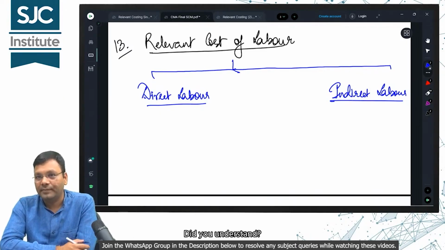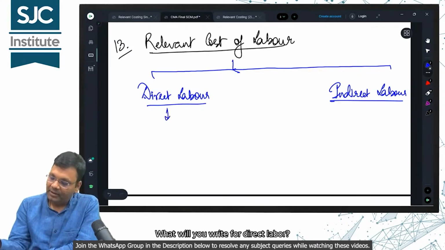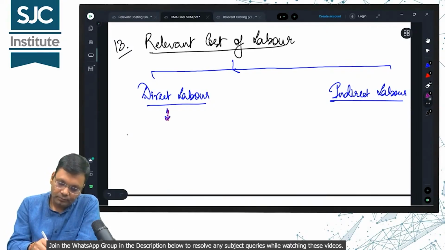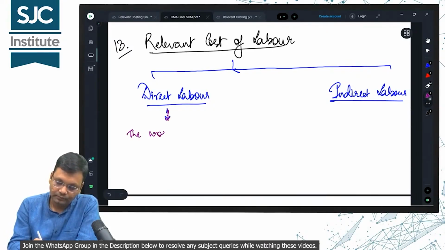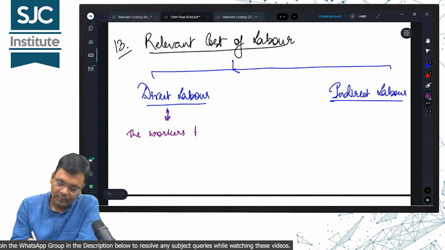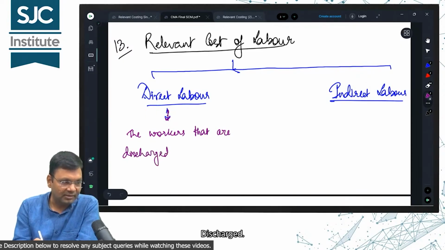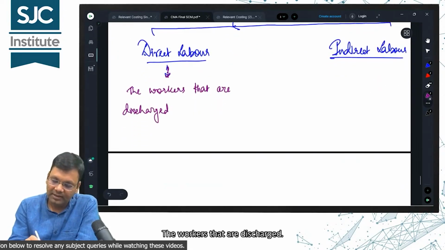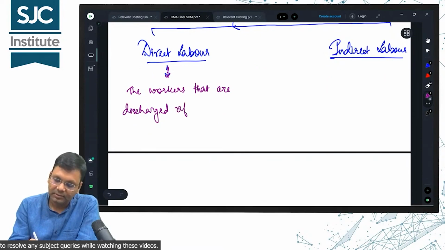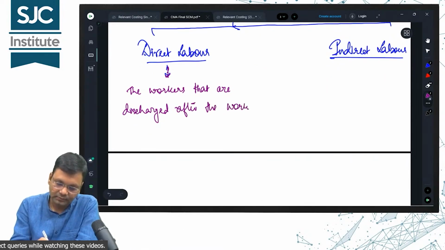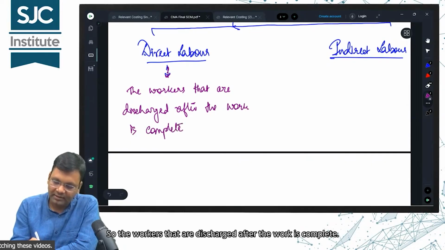Did you understand? What will you write for direct labor? The workers that are discharged after the work is complete. So, the workers that are discharged after the work is complete.